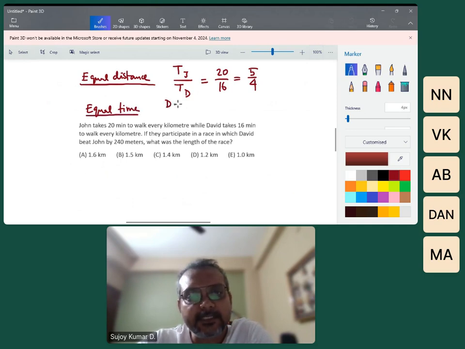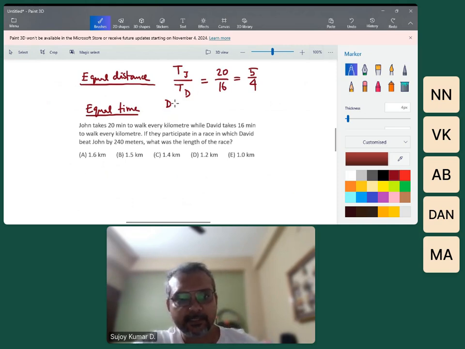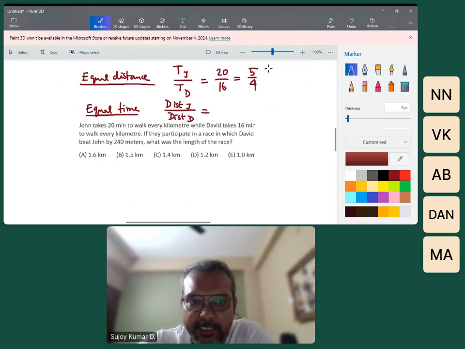then what will be the distances covered by D and J? This D stands for distance. Let's put it like that. Distance of J and distance of D. What will be the distance ratio? Whoever is taking more time, like J is taking more time, right? If he is taking more time, he's slower. Given the same amount of time, J would cover fewer kilometers than D. So their ratio will now reverse to 4 by 5.